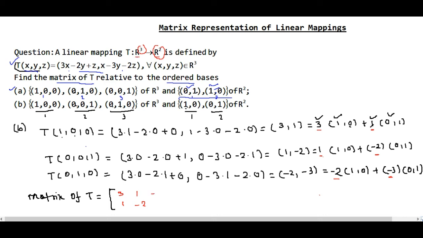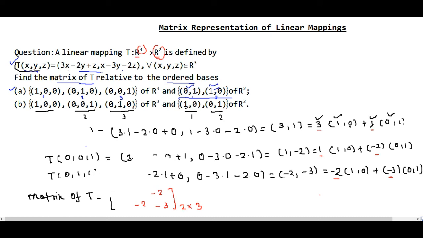So the second column of the matrix will be 1, minus 2, and here we have minus 2 and minus 3. So the third column of the matrix will be 3 and minus 2, minus 3. So again, because we have the same transformation from R3 to R2, we get a 2 by 3 matrix. So in this way we have to find the matrix of a linear transformation.